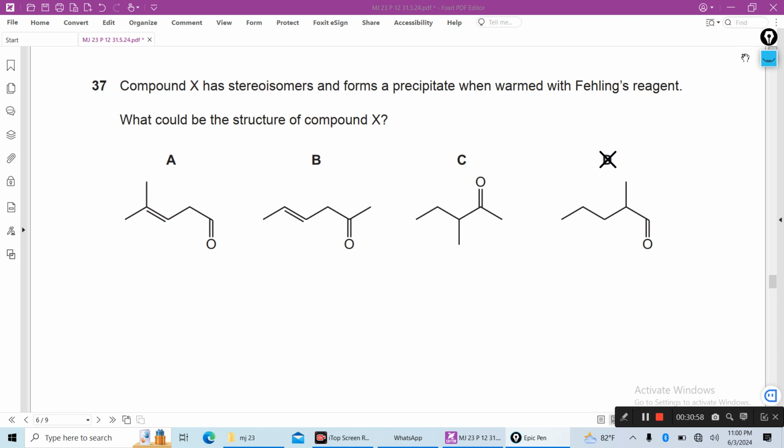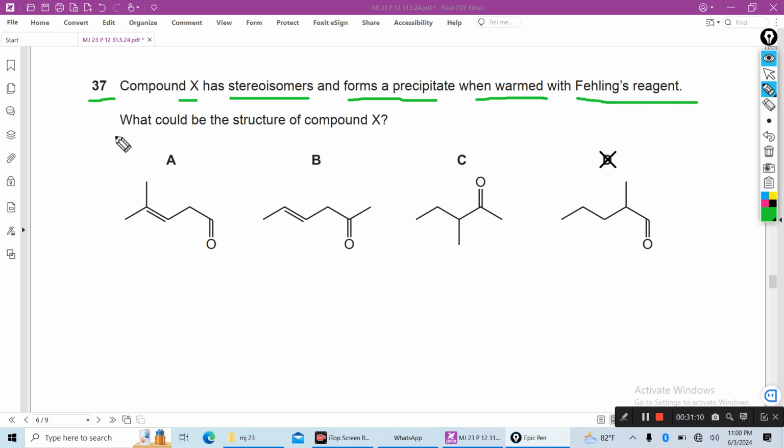Now 37. Compound X has stereoisomers and forms a precipitate when warmed with Fehling's solution. What could be the structure of X? So Fehling's solution reacts with aldehyde, so A is the right answer for the first part, also D is the right answer. But why is D the fully correct answer?